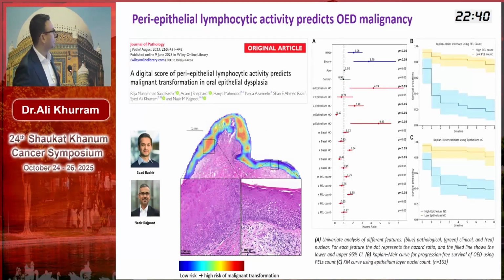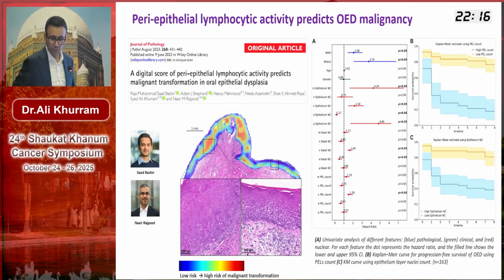And when we looked at the prognostic potential and the malignancy risk of these lesions, what we found was that a high number of periepithelial lymphocytes was correlated to a high risk of malignant progression, much more so than any of the other features we look at and think about in terms of dysplasia. There was also a significant correlation for nuclear to cytoplasmic ratio.